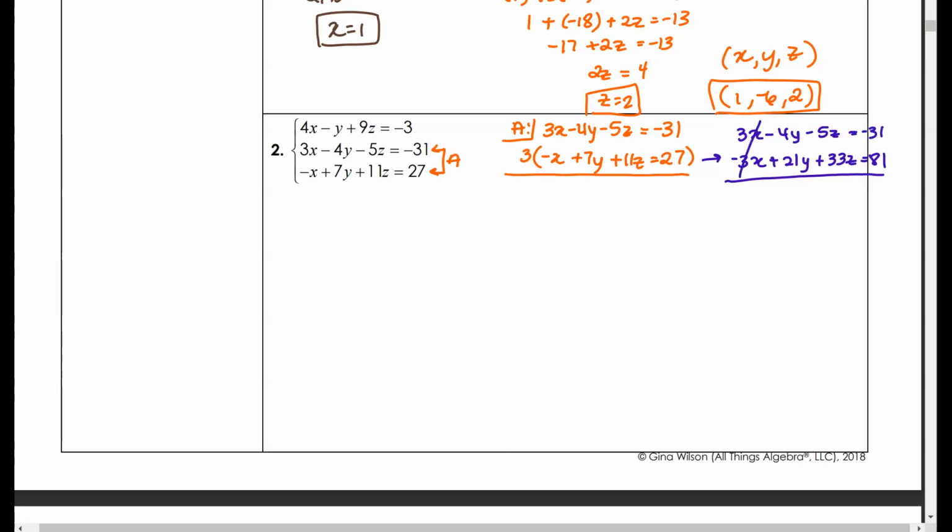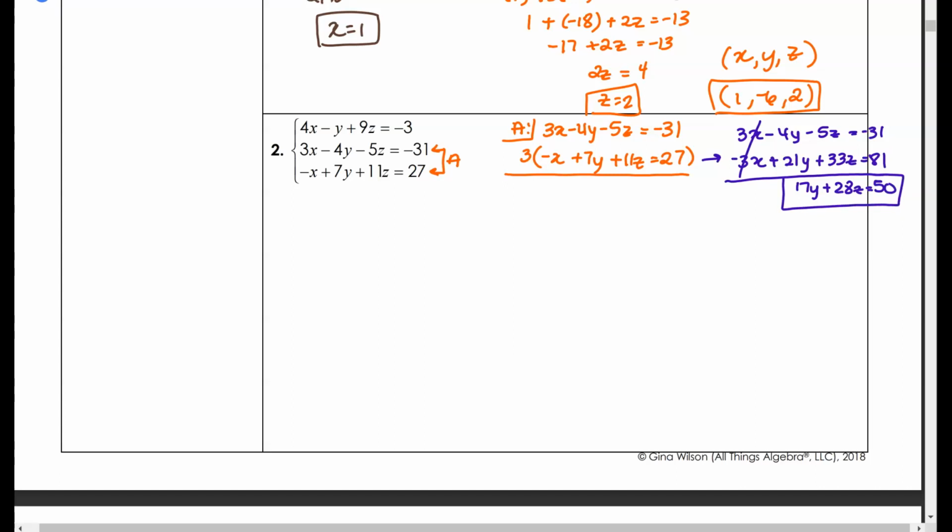So then I have 21y minus 4y. That's going to give me a 17y. 33z minus 5z. That's going to give me a positive 28z. And then 81 minus 31. That's going to give me positive 50. So here we see that this is our new equation.